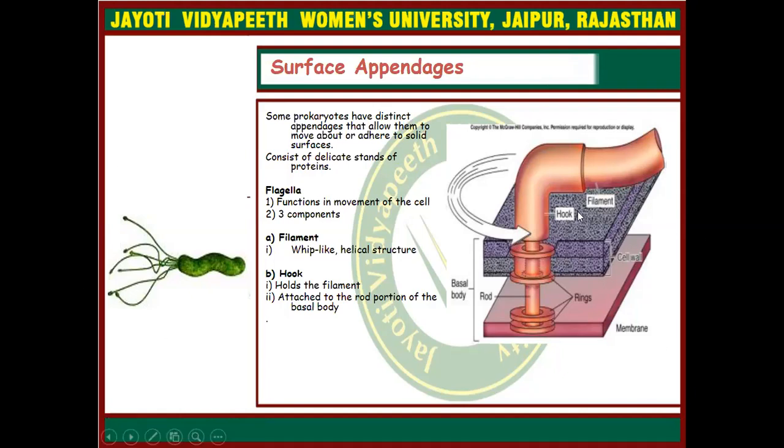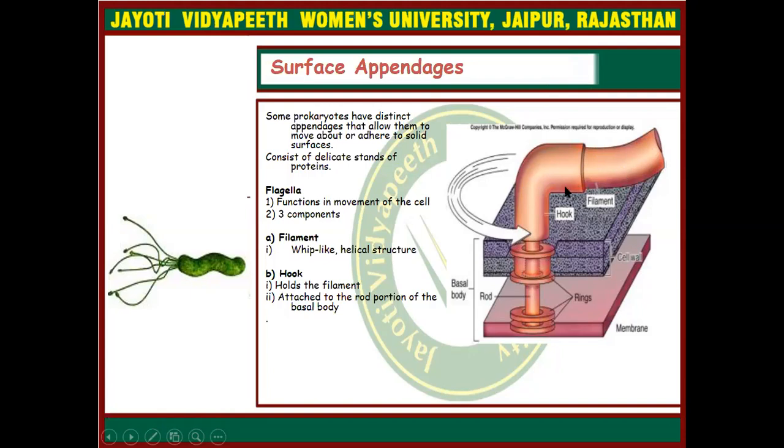This is the structure of the flagella, the first organelle, which has three components. The first one is the filament, the second one is the hook, and the third one is the basal body. The filament is the outermost part which connects to the outer environment of the cell. It connects the bacteria to the outer environment and helps in movement.